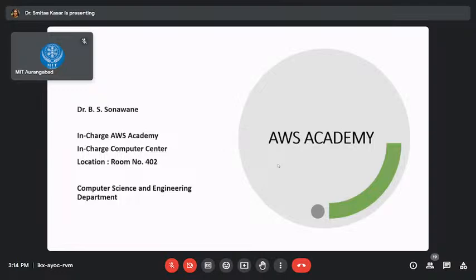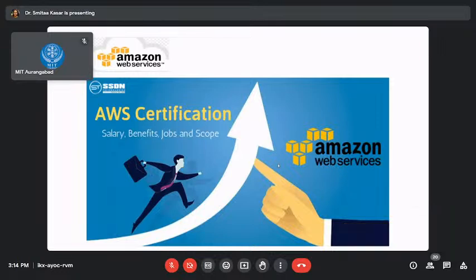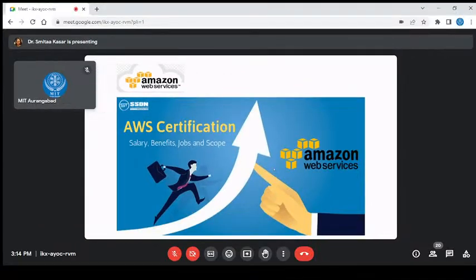We have an AWS Academy. In AWS Academy, we run the first basic certification. There are basically two certifications which are important as far as jobs are concerned: cloud practitioner and cloud architect.